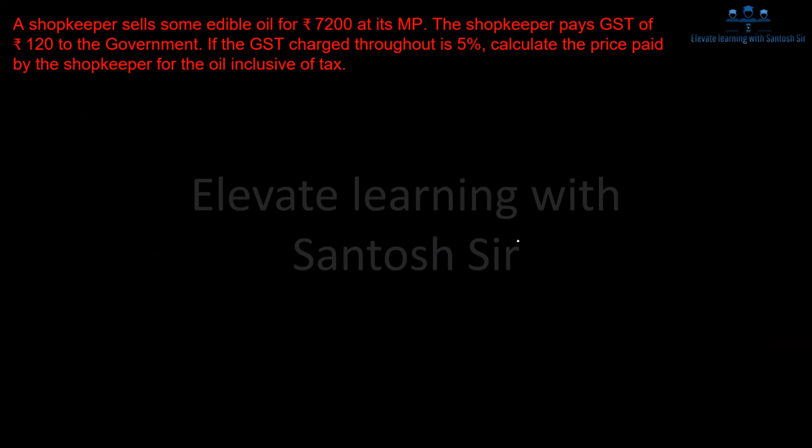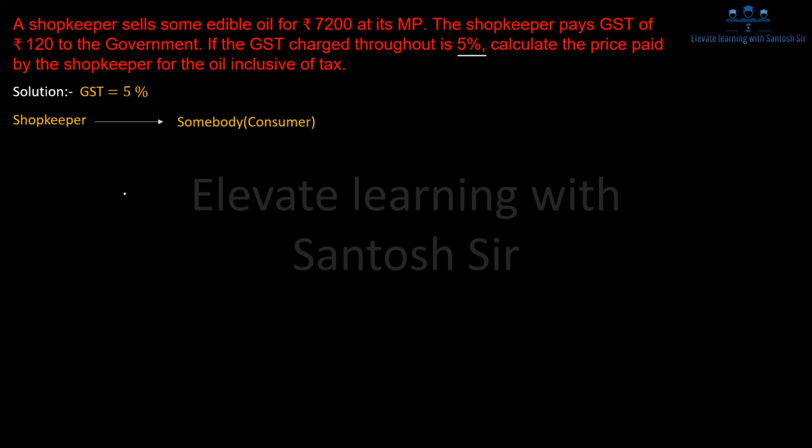A shopkeeper sells some edible oil for rupees 7200 at its MP. If the shopkeeper pays a GST of rupees 120 to the government, and the GST charged throughout is 5%, calculate the price paid by the shopkeeper for the oil inclusive of tax. All right. So the shopkeeper is selling some edible oil to somebody we don't know, and the rate of GST over here is 5%. Let us start with the given information, that is, the rate of GST is 5%, and the shopkeeper is selling it to somebody, maybe the consumer.